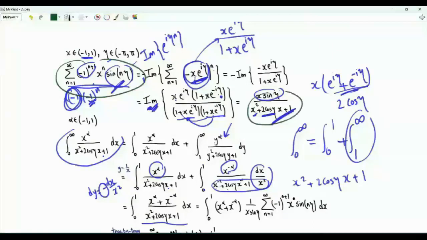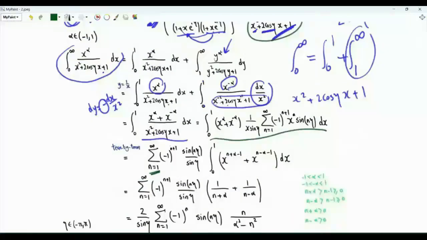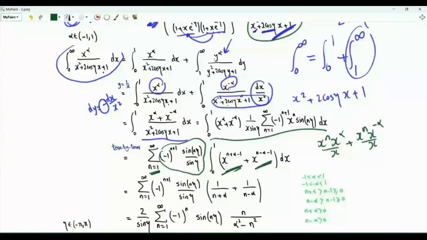Now we make use of our result. 1 over x squared plus 2 cosine eta x plus 1 is equal to 1 over x sine eta, summation n from 1 to infinity, minus 1 to the n plus 1, x to the n sine n eta. Let's integrate term by term. Here is the sum. These are the terms that do not depend on x. We have x to the n times x to the alpha over x plus x to the n x to the minus alpha over x.